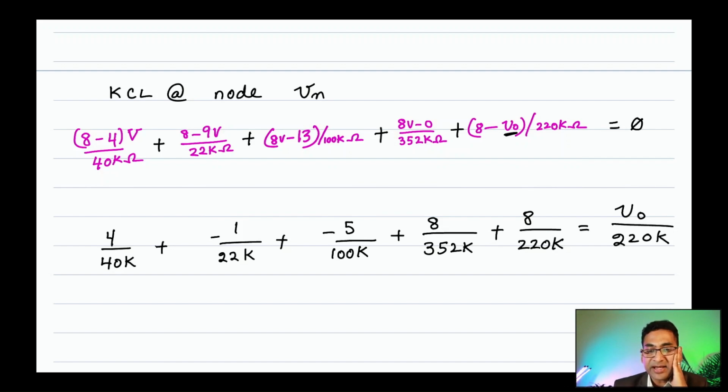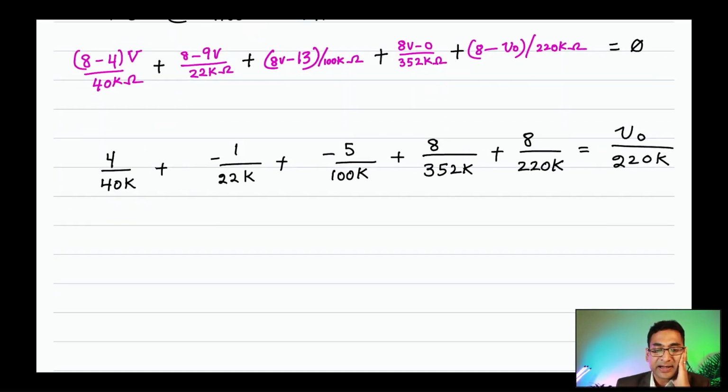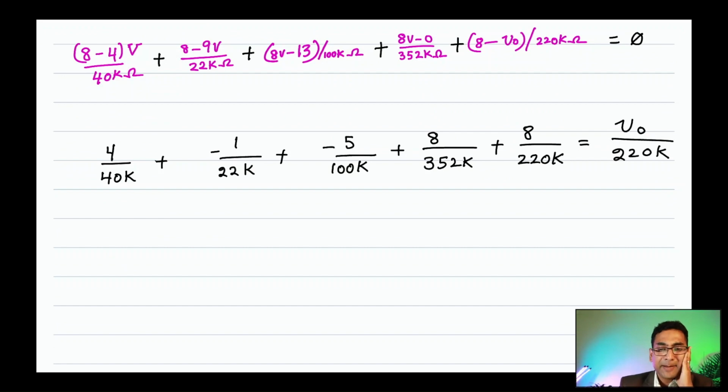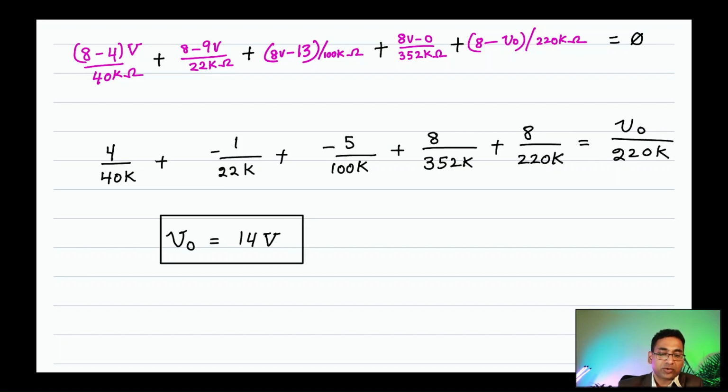Okay, everybody with me? So pretty simple steps here. Multiply both sides of the equation by 220k. It's just mathematical manipulation from here. I'm going to leave it to you. When you solve for Vo, I believe it is going to come to 14 volts. My calculations show that this should come to around 14 volts.